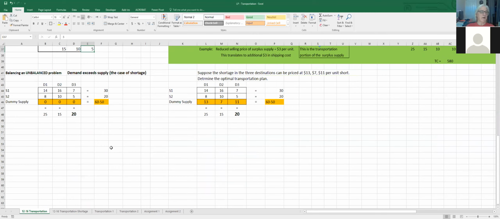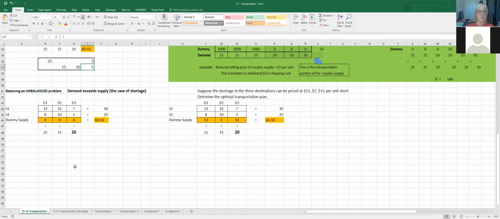Fine. Now here is an unbalanced problem, the other side of the coin. Now I put the 20 here. So you have extra demand over only 50 units of supply. We talked about it last time. Of course, we are going to get a shortage. The question is where.